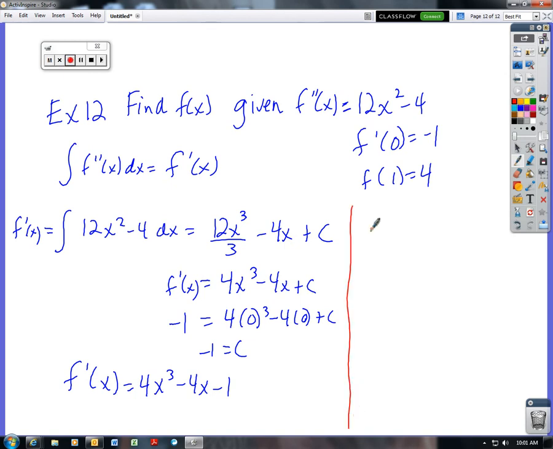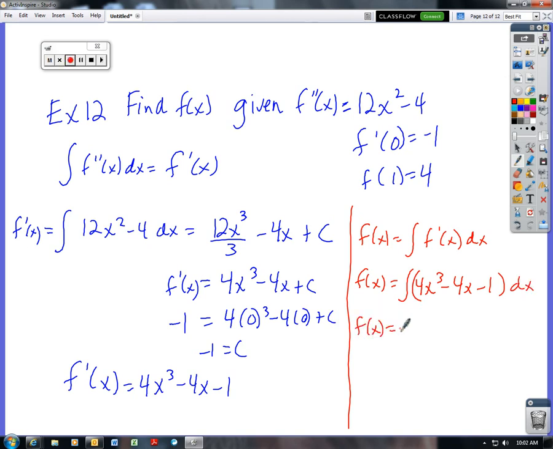Now I'm going to integrate, so f will be the integral of f prime. So I'm going to integrate 4x cubed minus 4x minus 1 dx. And that will give us f of x. So it's basically going to be x to the 4th, because you'll be dividing by 4 and there's a 4 out front. Minus, and this will be 4x squared over 2, minus x plus c.